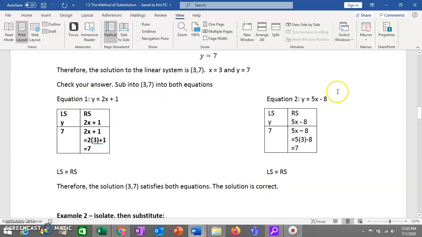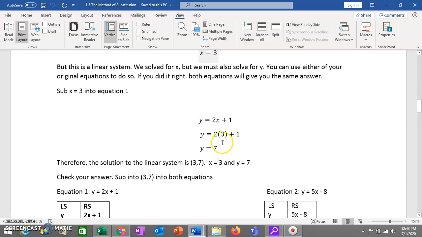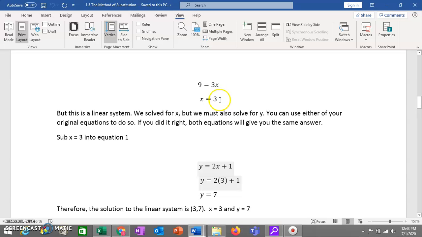Do a left side, right side check on both equations, and you'll find that it works out. But if you want a quicker, more informal way to check it, we know that x equals 3, or at least we think we do. Just plug 3 into both equations. Do you get the same answer both times? If it's right, you should.